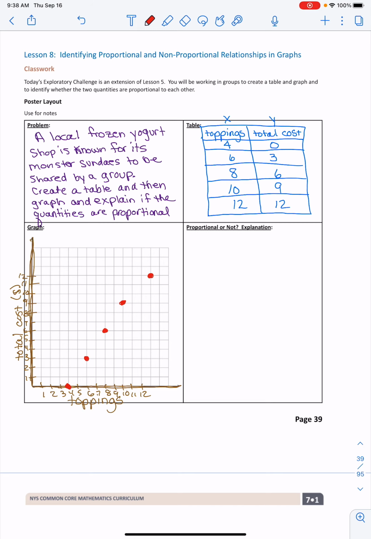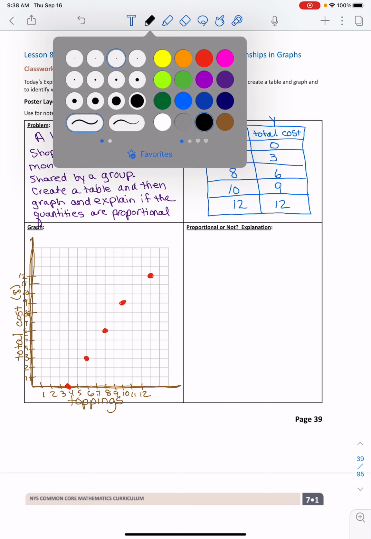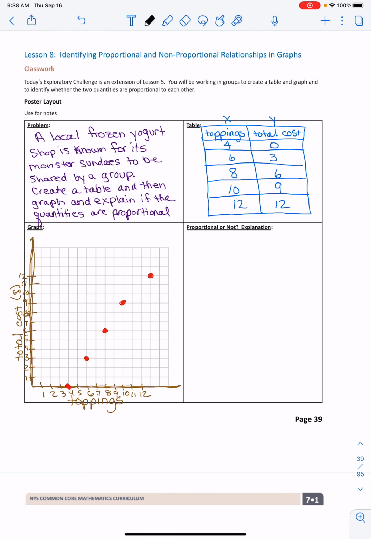So the last thing is, and I am going to use black, it says, is it proportional or not? And we have to explain. Well, it's not proportional. The line is not straight and does not go through the origin.